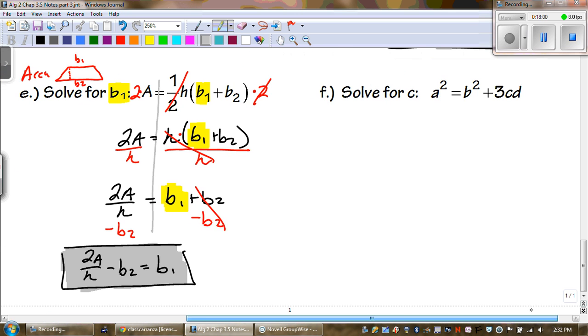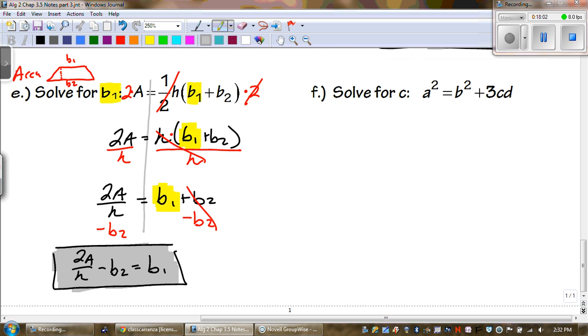All right, if you're feeling ambitious, pause the video and see if you can do F all by yourself. You're solving for that c. Just remember order of operations. We're doing the SADMAP. So I'm going to subtract the b squared first because I want to cancel my addition first. And we're left with a squared minus b squared equals 3cd.